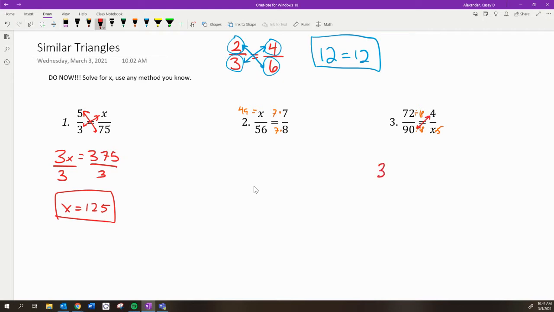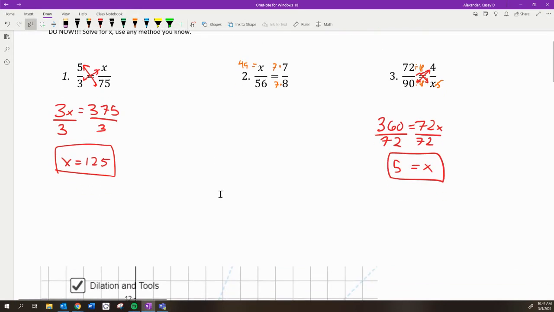So 4 times 90 is 360, and 72 times x is, of course, 72x. And then you just divide by 72, and you get x equals 5. So you might want to try that on number 2, but let's move along.